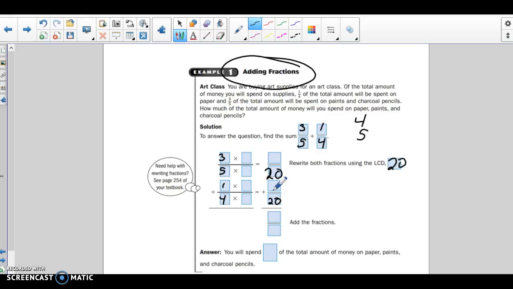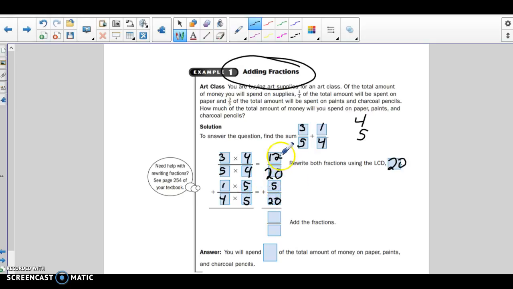Are you starting to get a flashback? Remembering? Because I know a lot of 5th grade teachers started teaching this. So let's take a look at 3/5. The denominator is 5. What do we have to do to 5 to make it 20? Multiply by 4. Since we're just rewriting it, we're not changing its value. So what you do to the bottom, you must do to the top. 3 times 4 is 12. Now down here, 4 times 5 is 20. What you do to the bottom, you must do to the top. 1 times 5 is 5.